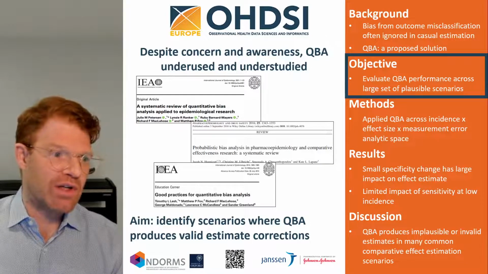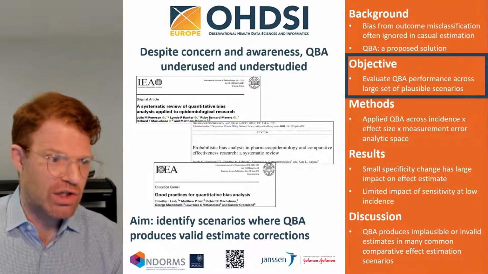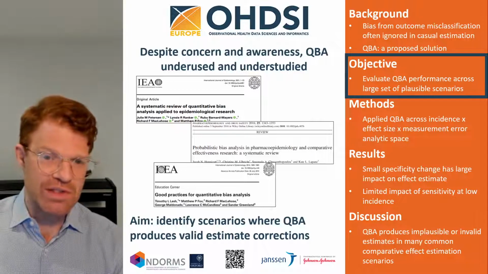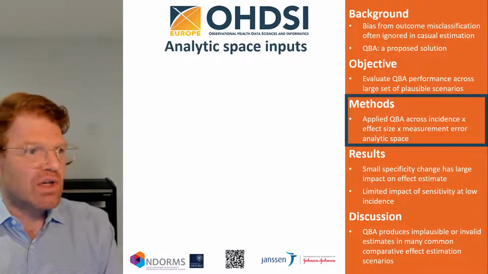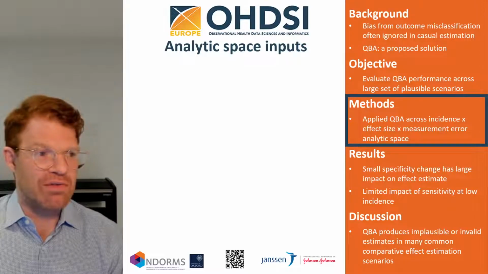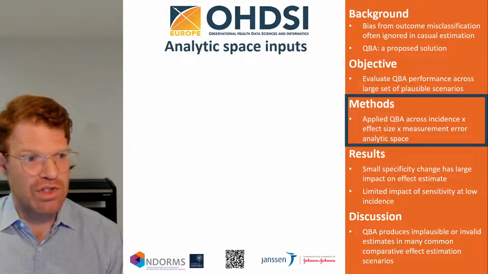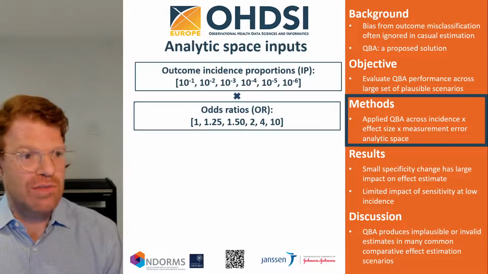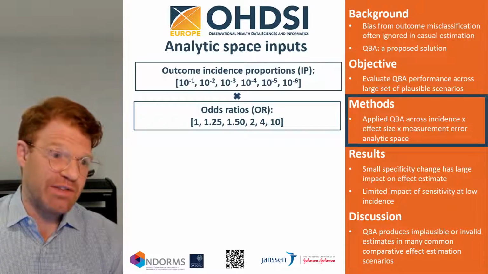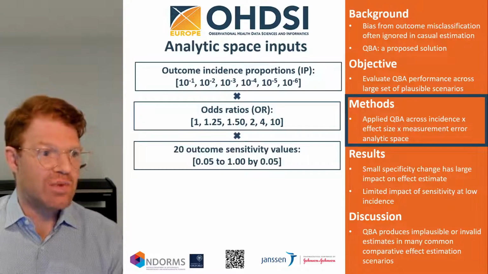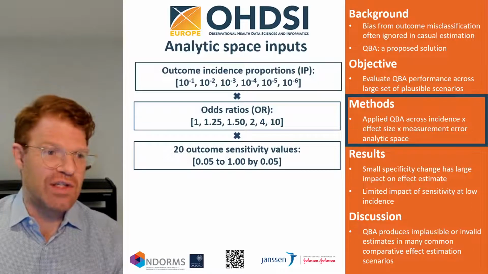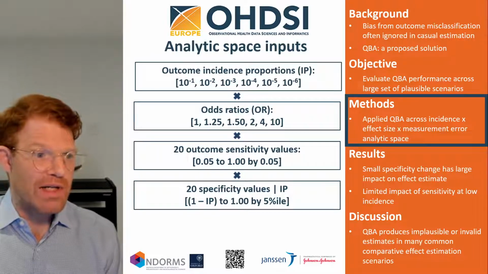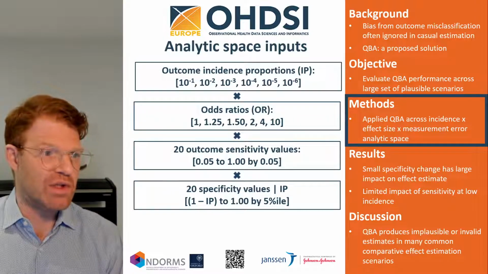We assess the operating characteristics of QBA for outcome misclassification correction across a large set of plausible causal estimation scenarios to report on which scenarios its performance is valid and plausible. So, to do this, we created a large grid space comprised of all combinations of 6 outcome incidence proportions ranging from 1 in 10 to 1 in a million, 6 odds ratios uncorrected for misclassification, 20 outcome sensitivity values ranging from 5 to 100%, and 20 specificity values, each conditional on the incidence proportion of the scenario. This resulted in over 14,000 2x2 tables representing all of these inputs.